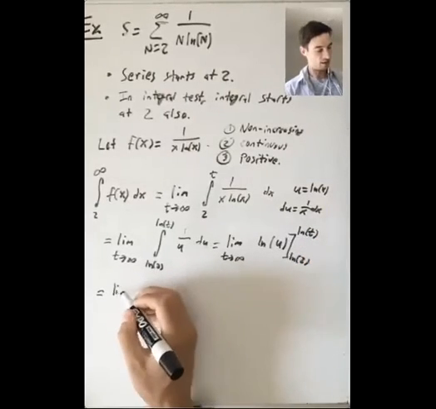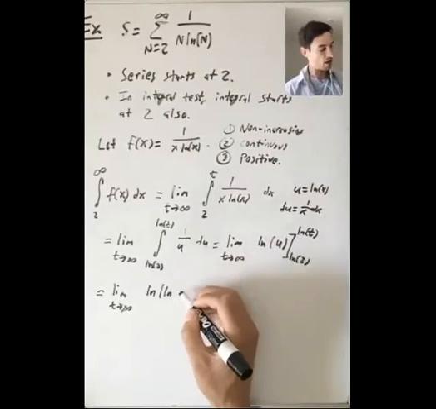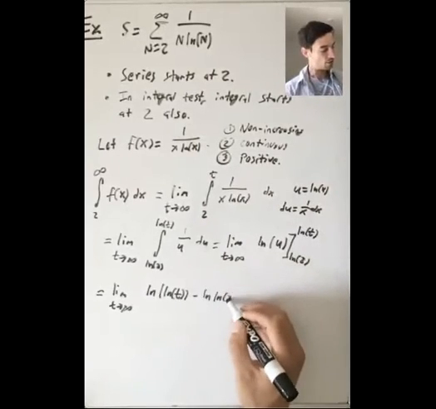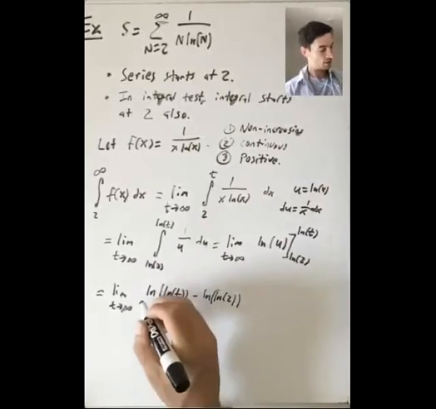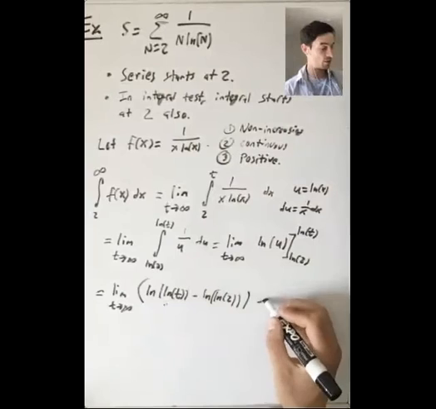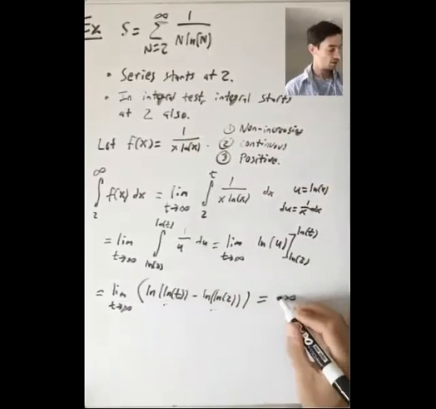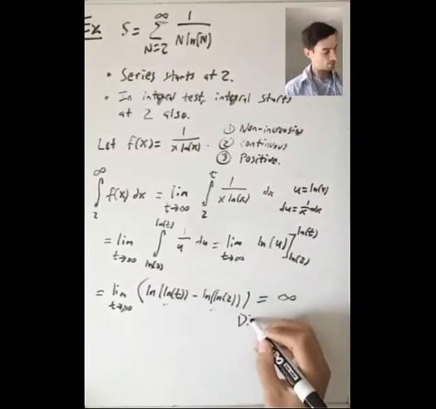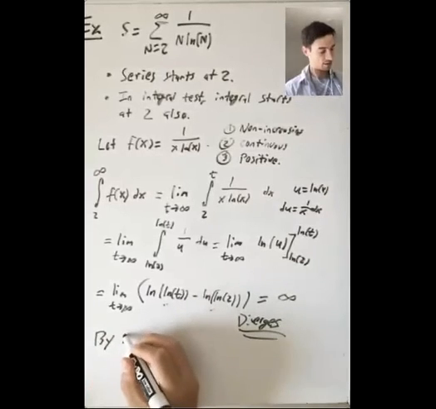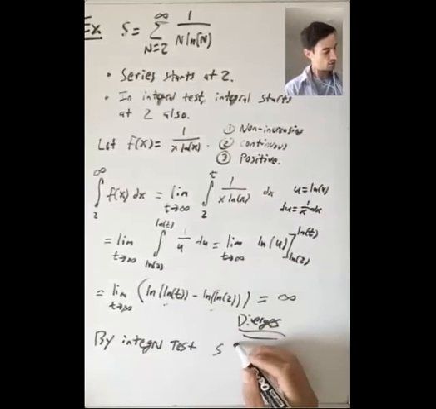So we get a limit as t goes to infinity of natural log of t minus natural log of 2. And as t goes to infinity, natural log of t also goes to infinity. So we're getting something going to infinity minus some number. So this diverges. So by the integral test, the series diverges also.